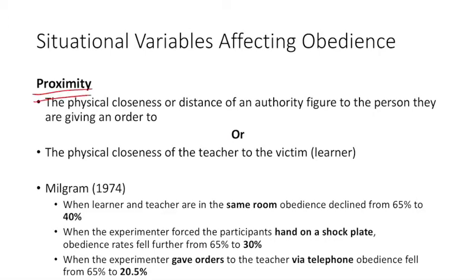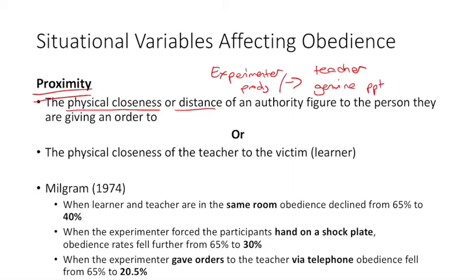The first one is proximity. When we're talking about proximity, we're talking about the physical closeness or the distance between the authority figure and the person that they're giving an order to. In the case of Milgram's experiment, it would be the distance between the experimenter, who was giving the prods, and the teacher, who was our genuine participant.